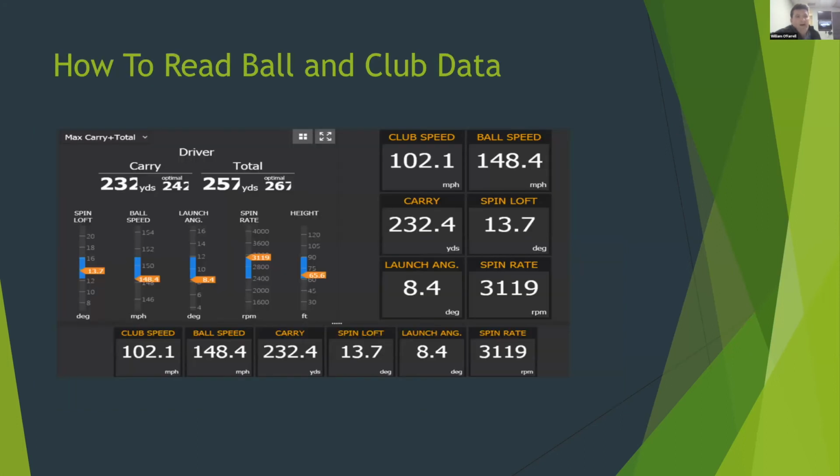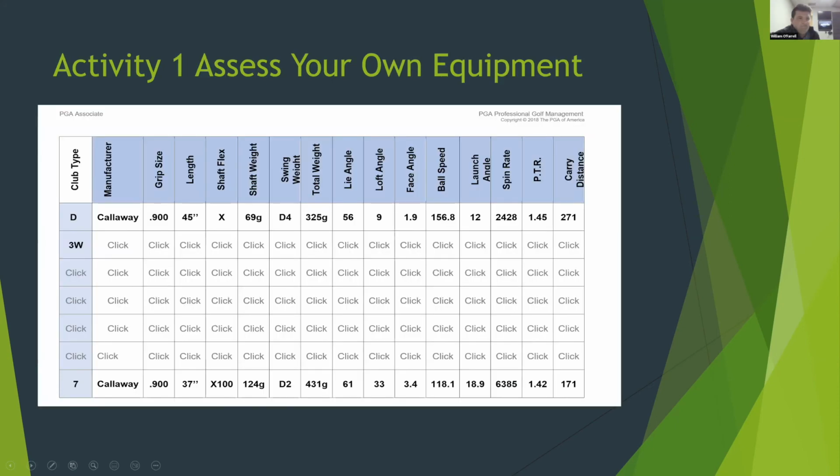So going back to this graph here, this is going to show us all those different factors, where we have club head speed. That's what it will look like on most launch monitors. Ball speed, how fast the ball is moving, how far the ball's carrying in the air. Most of these are basically everything that you'll see on the chart. And again, if you guys have any questions, you can ask me.